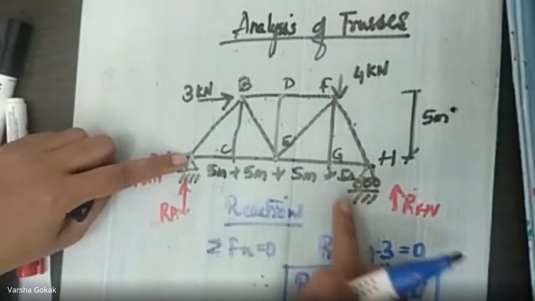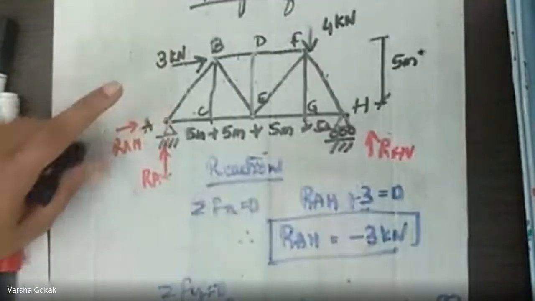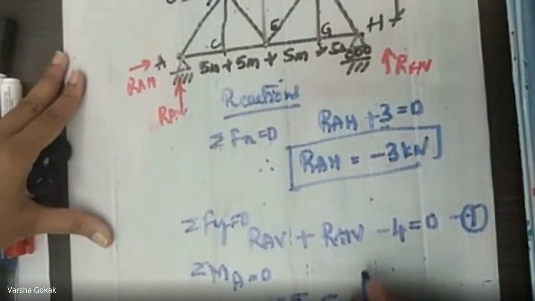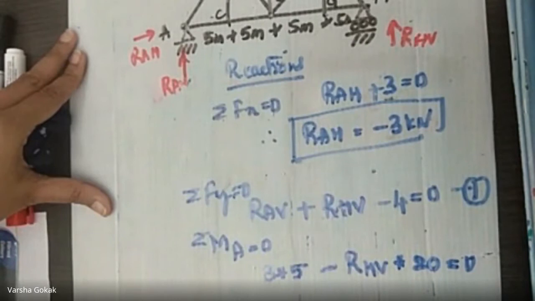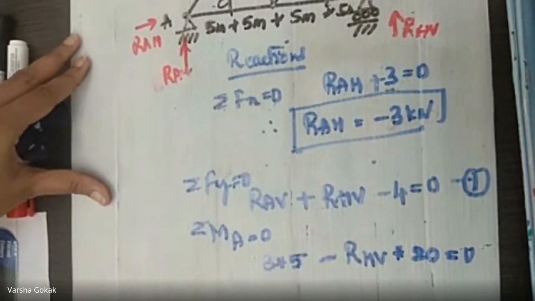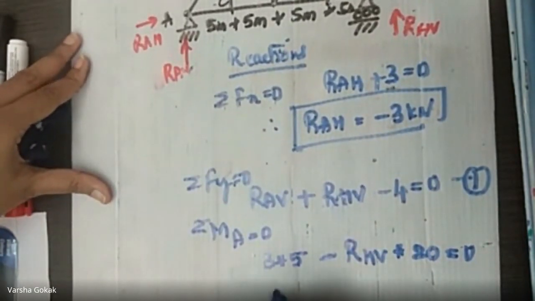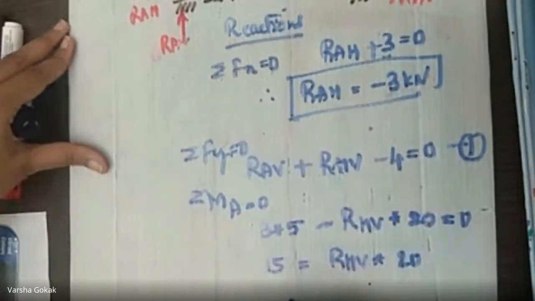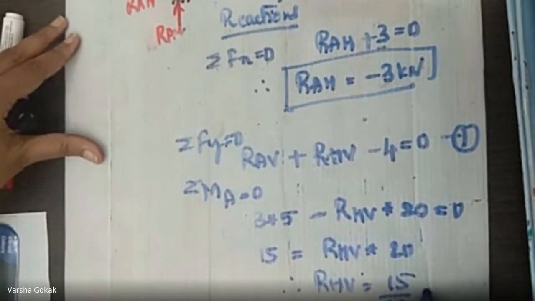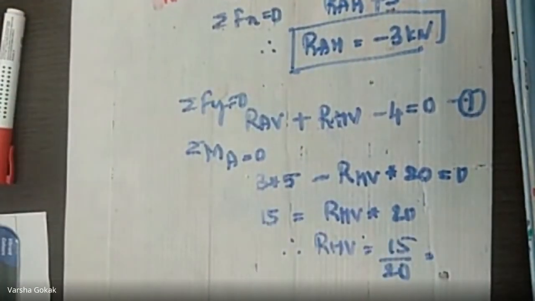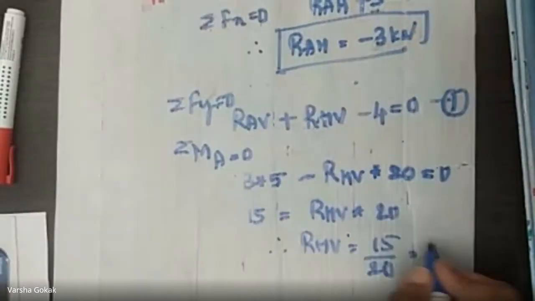And RHV into this distance, that is 5, 10, 15, 20, right? Anti-clockwise, so minus RHV into 20 is equal to 0. So this is your equation. From here, 15 is equal to RHV into 20. So what is the value of RHV, please? It is going to be 15 divided by 20. 3 by 4, how much? 0.75.